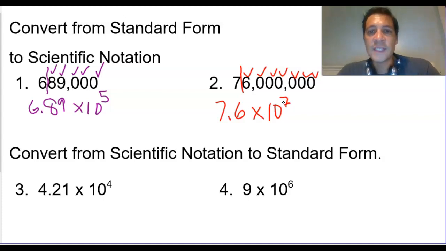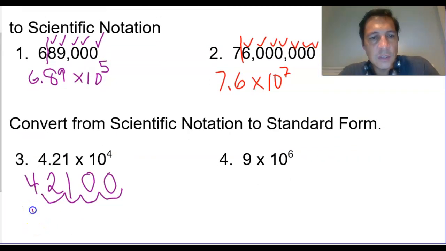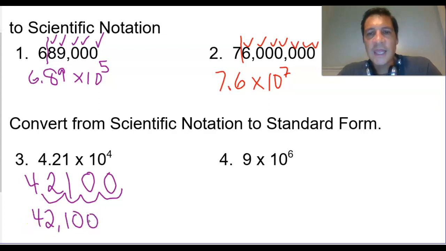And now we're going from scientific notation to standard form. Well, I've got 4.21 times 10 to the 4th. I know I've got to use my digits, 4, 2, and 1. I got to multiply by 10 to the 4th. I need to move the decimal over 4 times to the right. So it's going to be 42,100. And last, I've got 9 times 10 to the 6th.